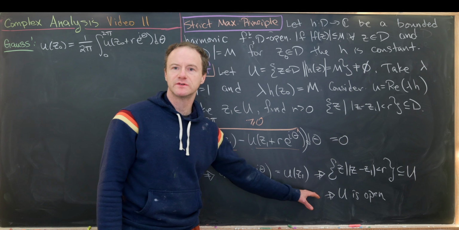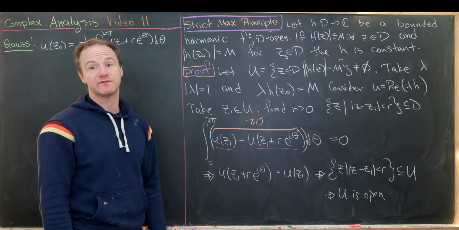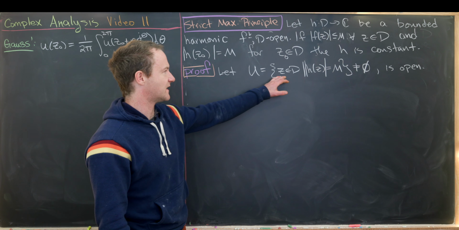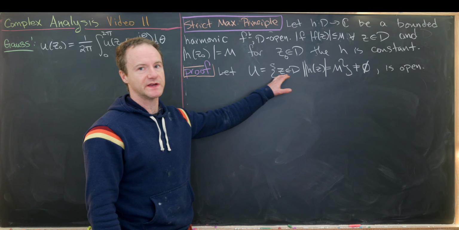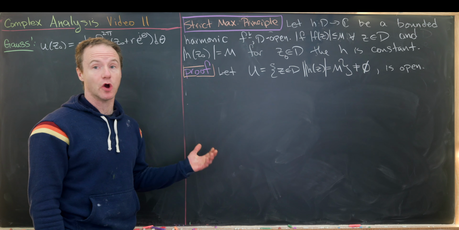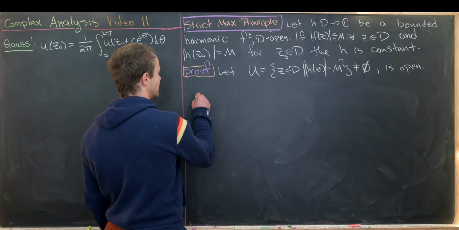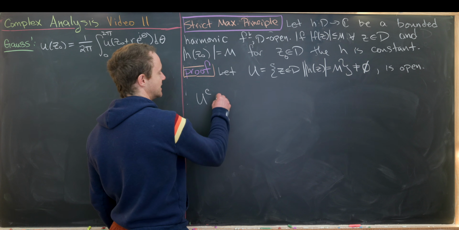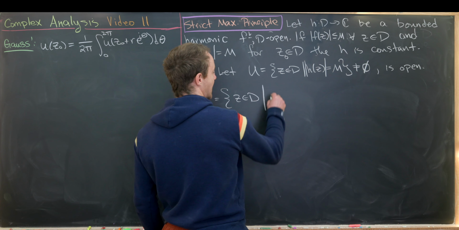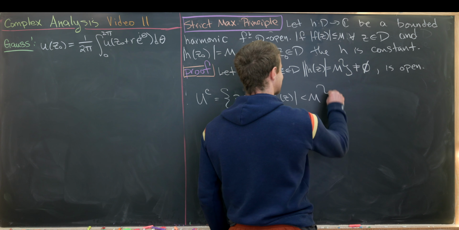Okay, so now that we have U as open, we're almost done with the proof of this, but let's get rid of this so we can finish it off nicely. We just finished showing that U, which was defined as all of the points where the modulus of H reached its maximum, was an open set. But let's notice that there's a pretty interesting way that we can write U complement. U complement is going to be all z in D such that the modulus of H evaluated at z is strictly less than M.